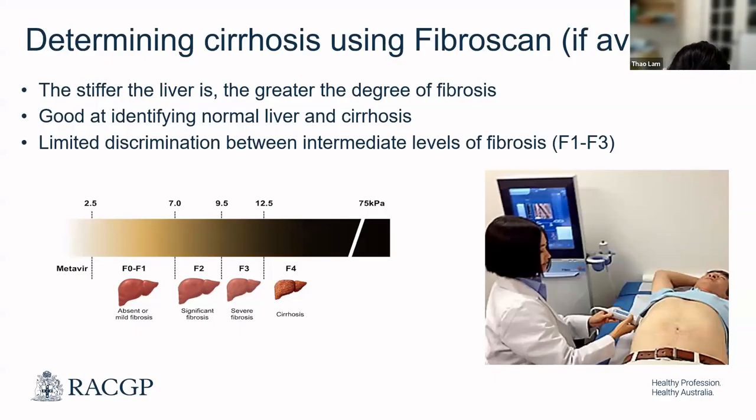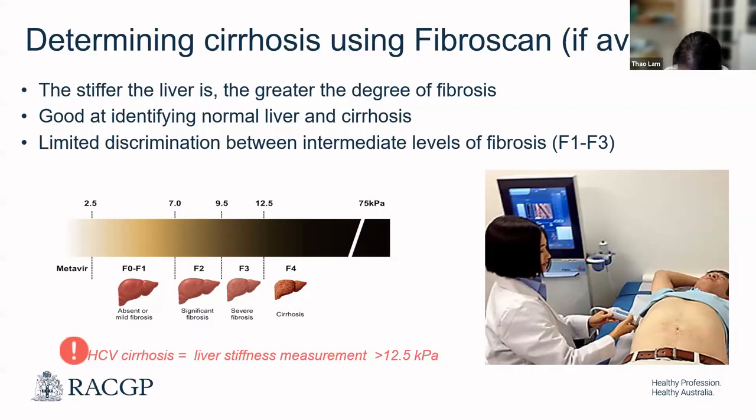The FibroScan is a quick, really easy, non-invasive test to assess for cirrhosis. It measures what we call mechanical shear wave velocity, which is proportional to the liver stiffness. The test is performed using an ultrasound transducer probe that's mounted on the axis of a vibrator. The vibration is transmitted towards the liver tissue. The vibration is followed by a pulse echo, and the velocity is measured, which correlates directly with liver stiffness. So basically, the stiffer the liver is, the greater the degree of fibrosis. That is, the higher the liver stiffness score, the higher the degree of fibrosis.